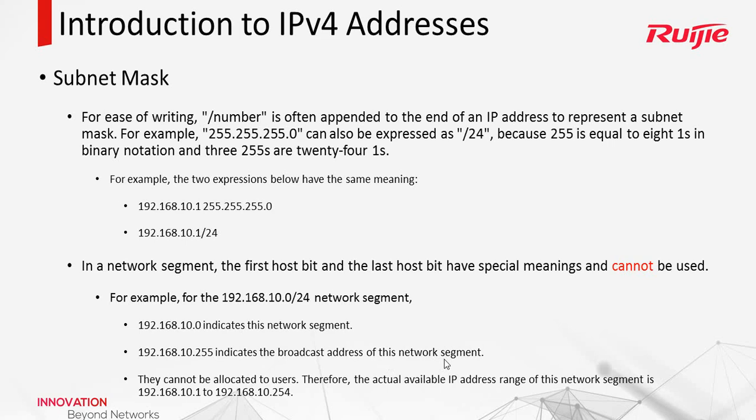address. Please remember, in one network segment, the first address 10.0 should be the network ID, and the last number 255 should be the broadcast IP address. So the available IP addresses range from 10.1 to 10.254.